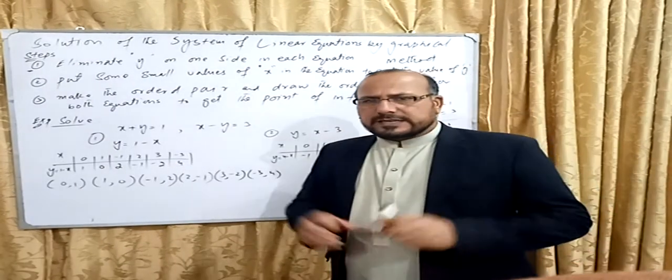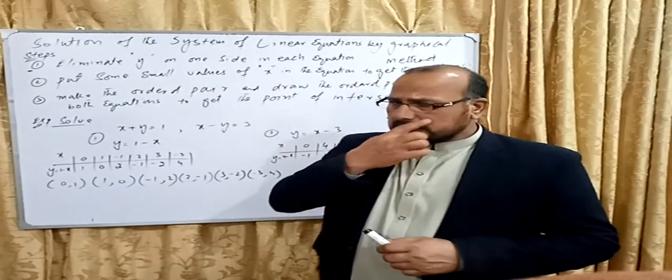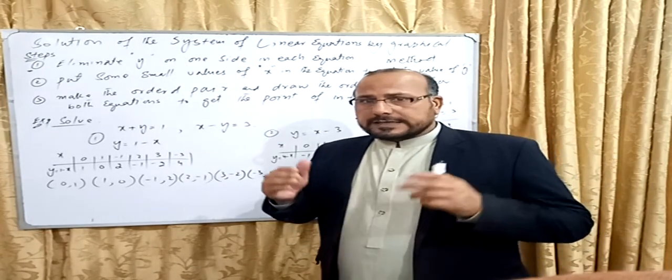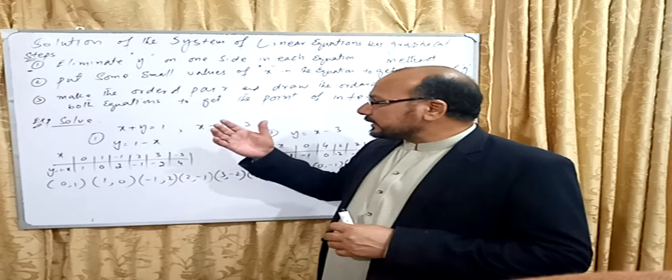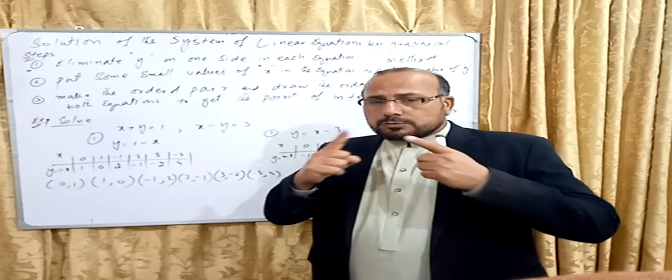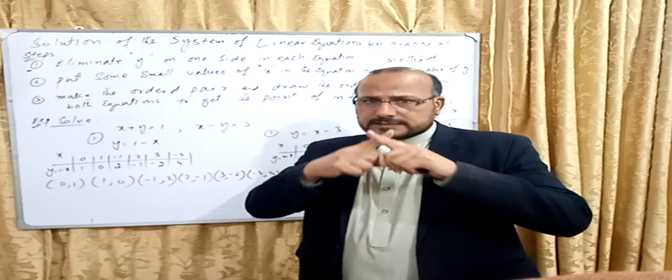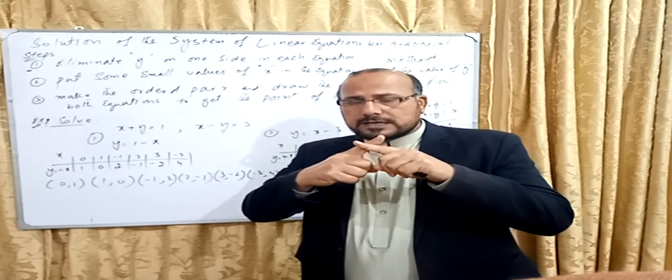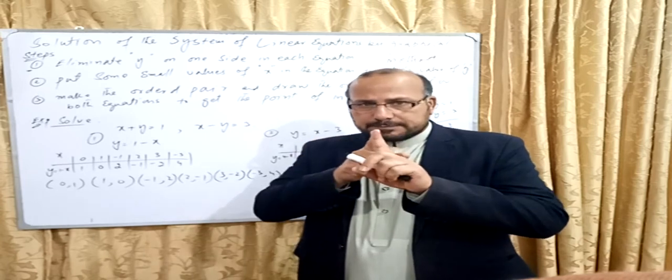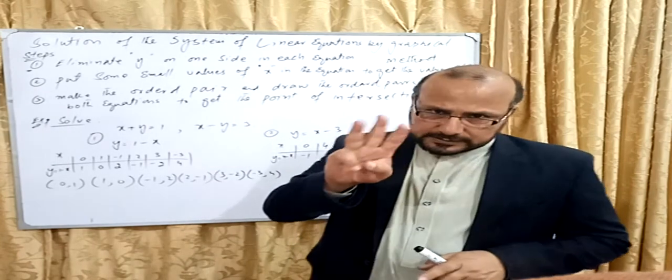As I mentioned, each equation represents what? A straight line. So when you draw the graph of both the equations, you will have two straight lines. Maybe the two straight lines will intersect each other at a single point, maybe the two lines are parallel, and maybe the two lines are the same. So we will have three conditions.